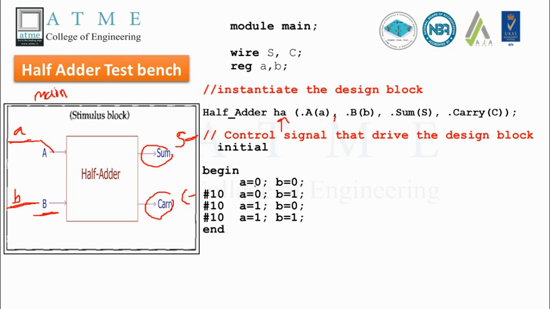So in the initial block, we are writing the various combinations for inputs A and B. At the beginning, we are making A equal to 0 and B equal to 0. But after 10 units of simulation time, we are making A equal to 0 whereas B equal to 1. Then after a delay of 10 time units, that is at the 20th time unit, we are changing the value of A to 1 with B equal to 0. Similarly, at the 30th time unit, that means after 10 units of time delay from the previous execution, we are changing the A and B values to 1 and 1, and at last we are ending those combinations.